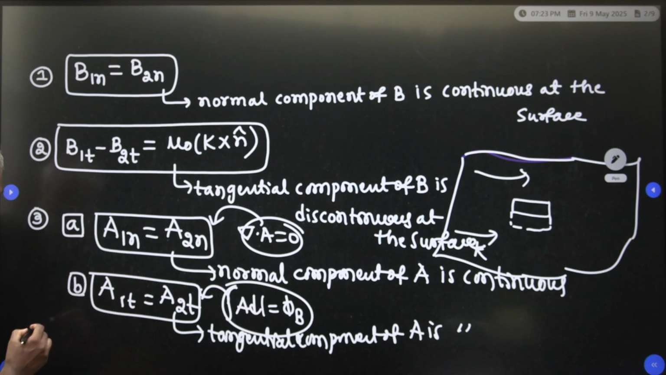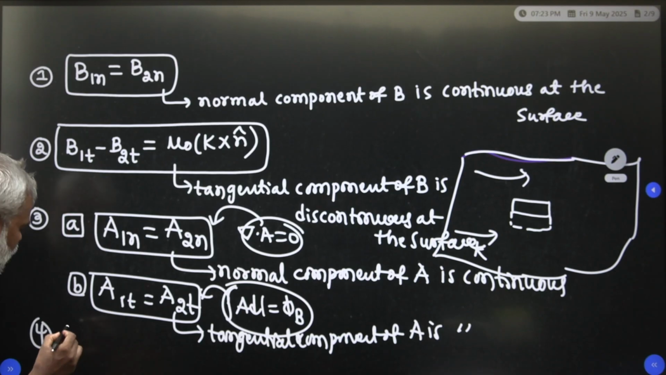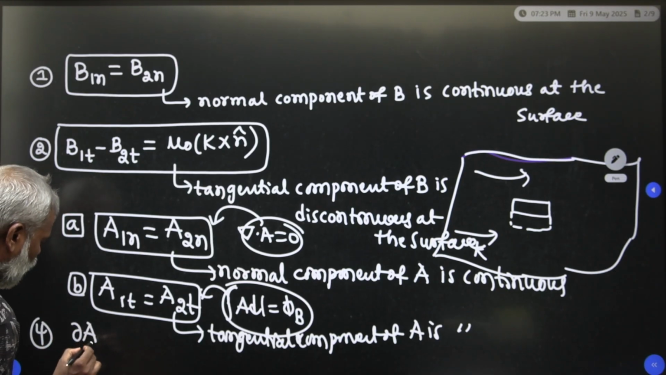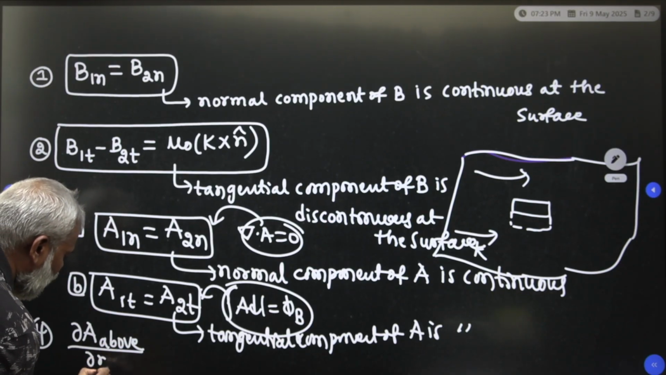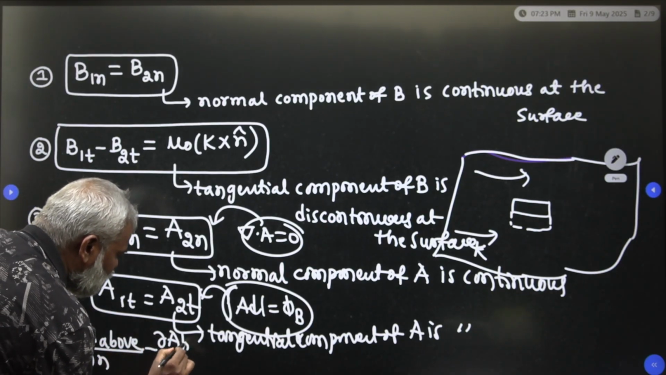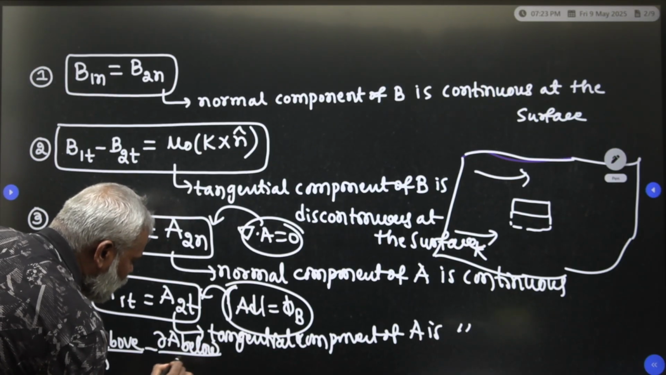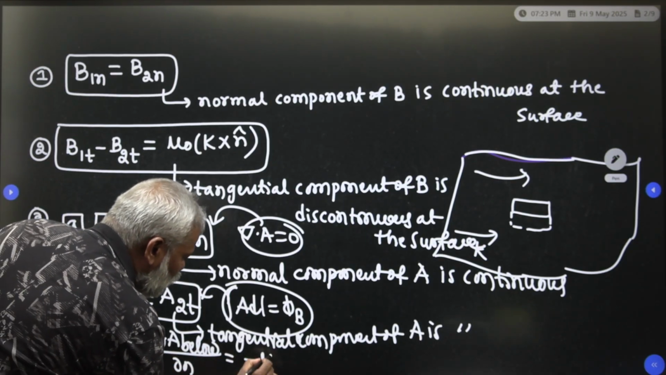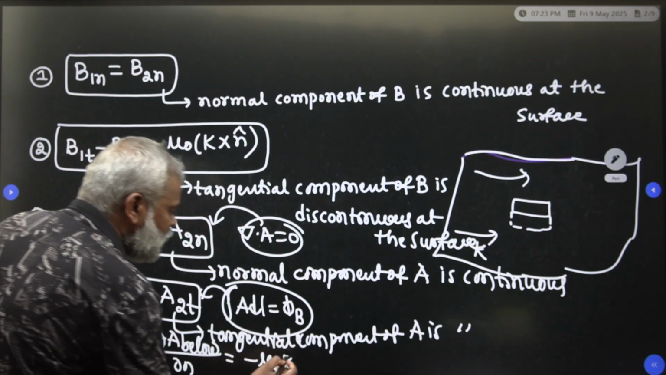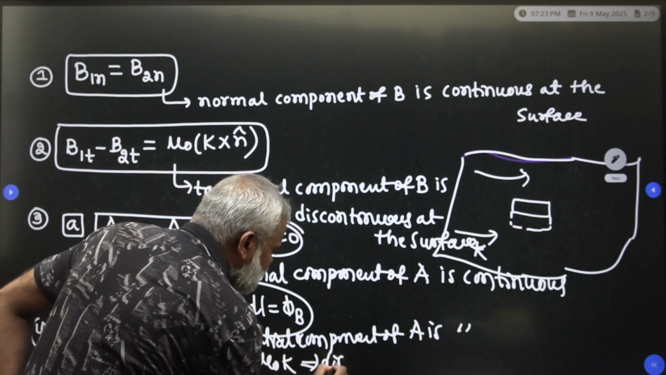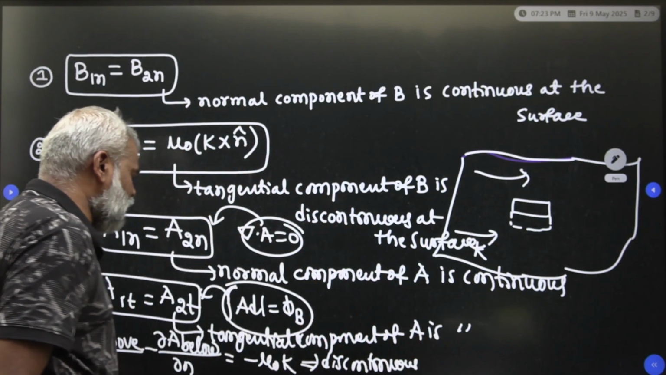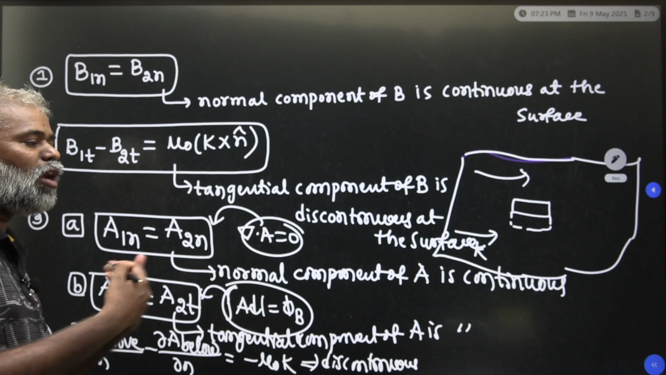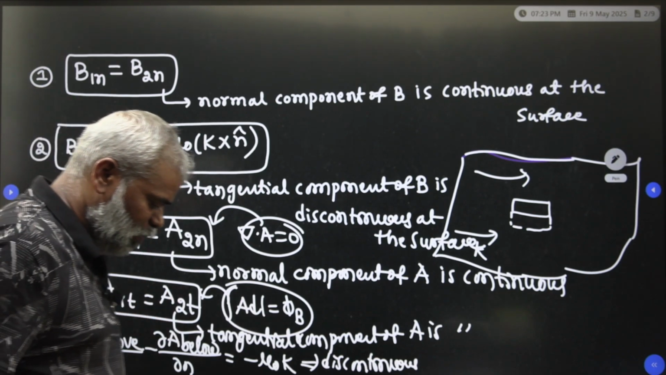There is a fourth boundary condition. What is that? The normal derivative of A above, dou A above by dou n, minus dou A below by dou n, is equal to minus mu naught into K. This is discontinuous at the surface. This dou by dou n is the normal derivative of the magnetic vector potential.